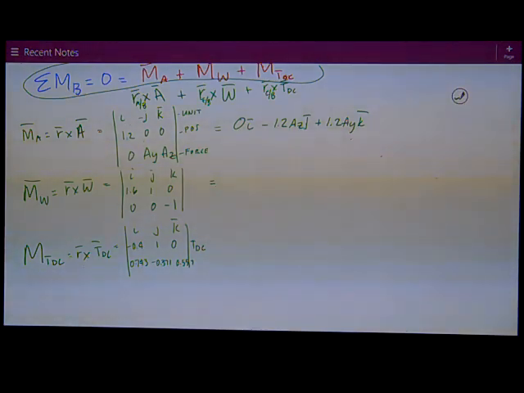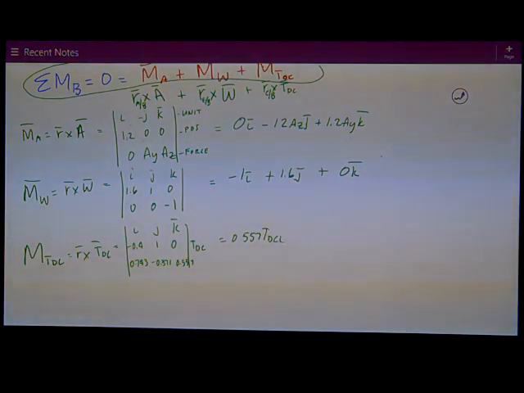So continue on, evaluate those determinants for yourself. This one works out to be -1I plus 1.6J plus 0K. Evaluating this bottom determinant, I get 0.557 TDC in the I plus 0.223 TDC in the J and minus 0.594 TDC in the K.